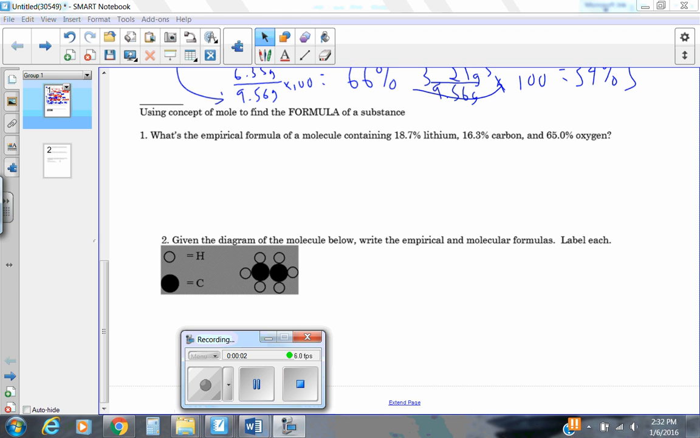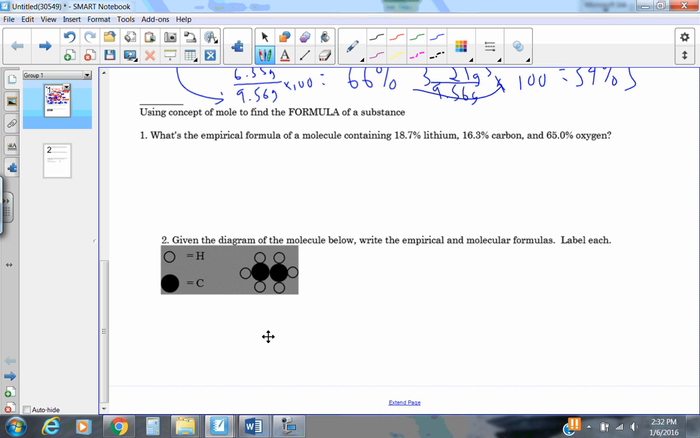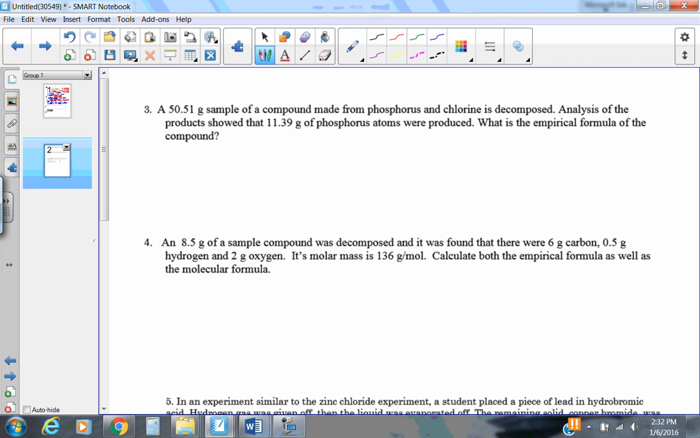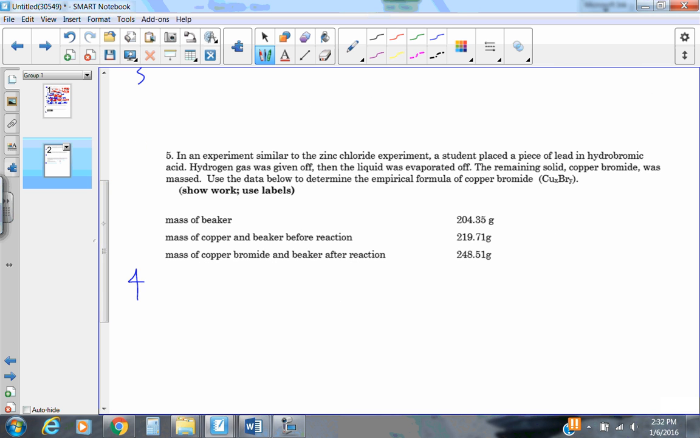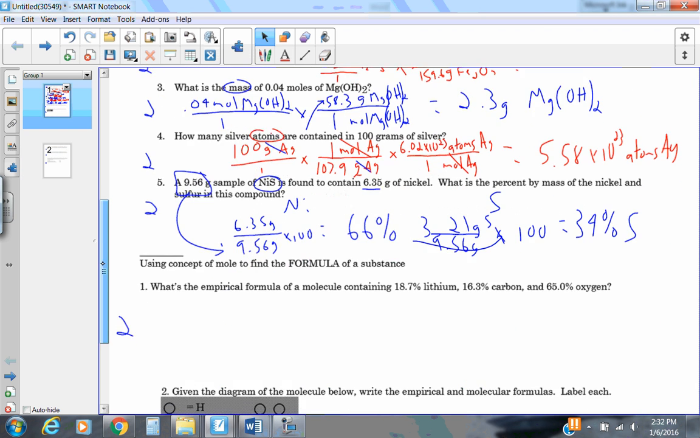On to part two. Part two is also worth 13 points. The breakdown went something like this: 2 points for this one, 2 points for this one, 2 points for this one, 3 points for this one, 4 points for this one. All of these are finding some sort of empirical formula, I believe.